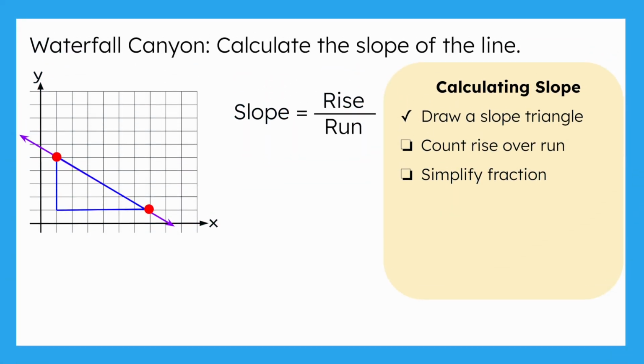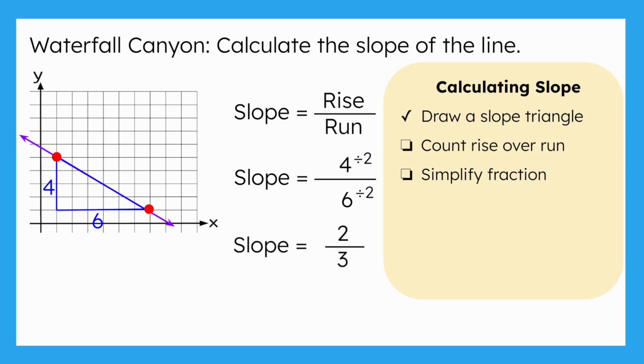Try calculating the slope of Waterfall Canyon yourself. I've already added the line and slope triangle on the coordinate plane, so the first step is done for you. You need to count the rise for the numerator and the run for the denominator of the slope fraction. The vertical height is 4, so that goes on top since it's the rise. The triangle is 6 units wide, so that's the run on the bottom. Now simplify. 4 and 6 both divide by 2, so the simplified slope is 2/3.